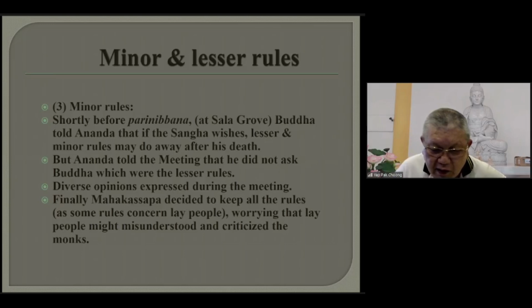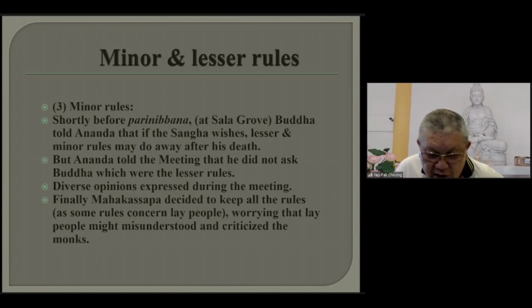Then, what are the minor rules? Which are the minor rules? Nobody could explain, so all argued. Then finally Mahakassapa made a decision. He was the chairman, he chaired the meeting, so he could decide. Since nobody could give a clear interpretation regarding the minor rules, so as not to let the lay people complain or have a misunderstanding, we had better keep the minor rules also. We don't change them. Whatever rules have been passed, we keep, and no new rule can be added. So everything remains status quo.